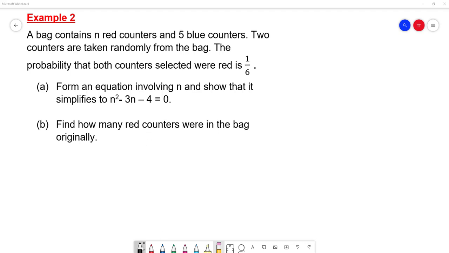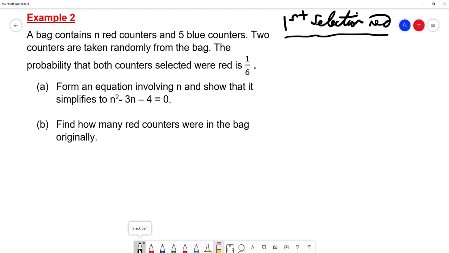So we do what we did last time. We say, well, we want the first selection to be red. So the first selection being red, what does that mean? Well, how many counters have I got in total? I've got n red counters, 5 blue counters. So n that are red, so n red counters.